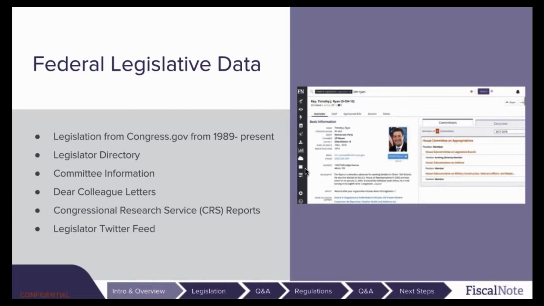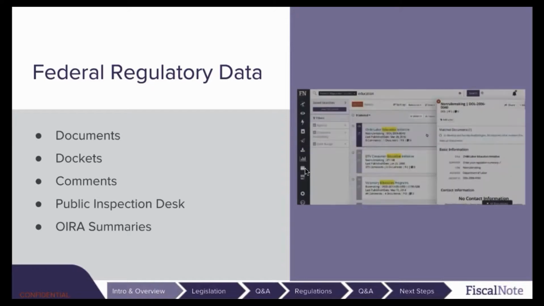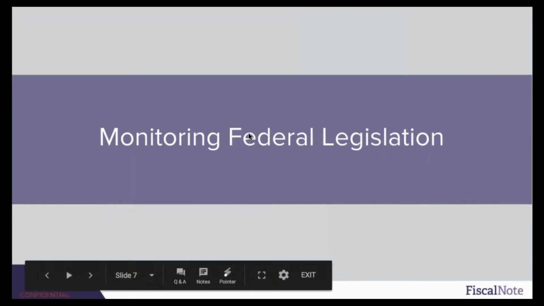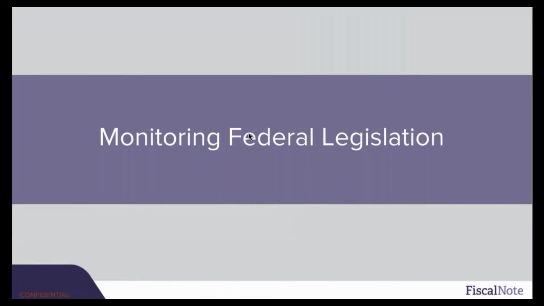We have Dear Colleague letters dating back to 2001 and Congressional Research Service reports dating back to 2005. You can get alerted via your discovery alerts when a relevant CRS report is published. This can be helpful for any research that you're doing on policy issues you're following. Lastly, you can see what legislators are saying about policy issues you're following via Twitter. Today, I'm going to walk through tools to help you stay on top of federal legislation.